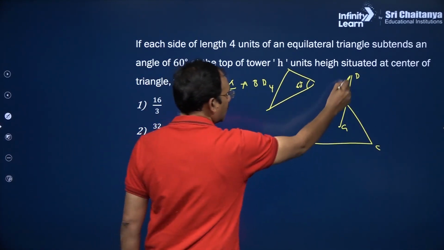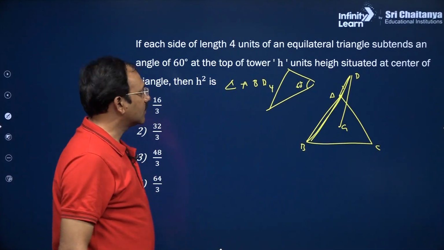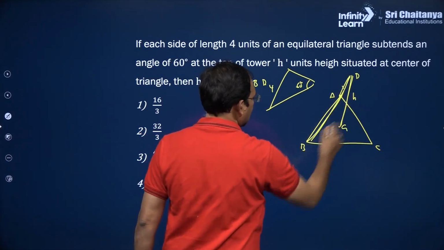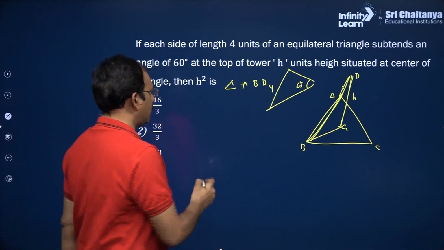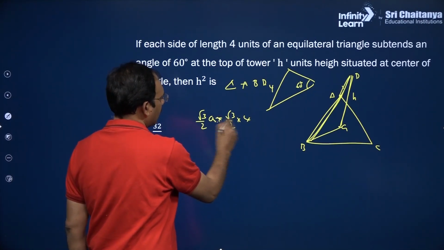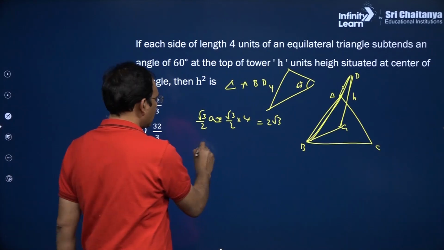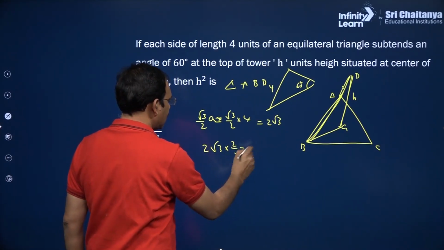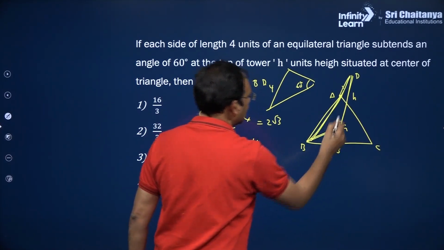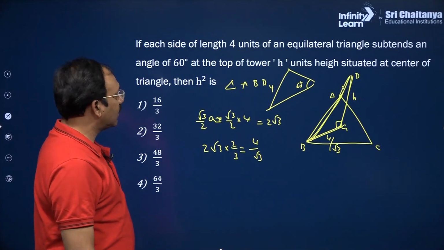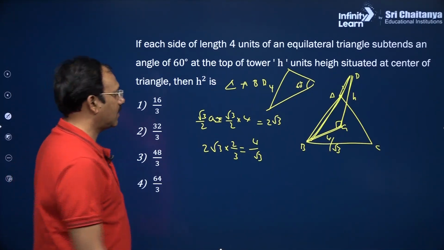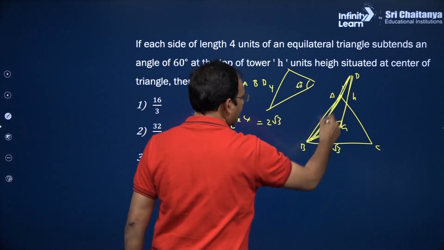And one thing, what about this height, my dear friends? So each one is subtending 60 degrees, he said, and this is going to be the height of the tower H, and this is going to be 2/3 of the altitude. So, height is root 3 by 2 into a, which is root 3 by 2 into 4, which is going to be 2 root 3 is the complete height. 2/3 of this will be there, which I can say 4 by root 3 is going to be this, 4 by root 3, this is 90 degrees, my dear friends. Okay. Now, he is asking H square, my dear friends. So, how to take this particular triangle? You can just take even this right angle triangle, my dear friends.